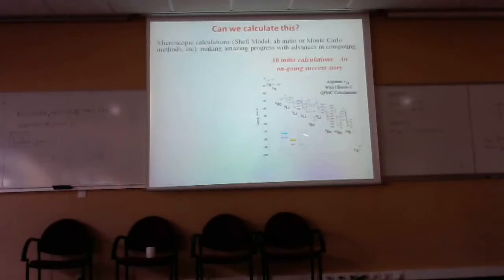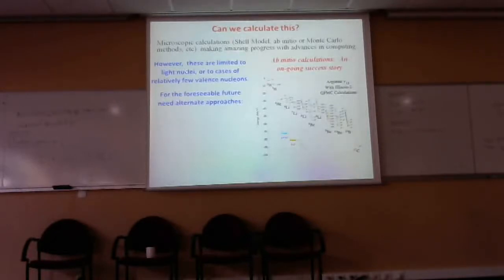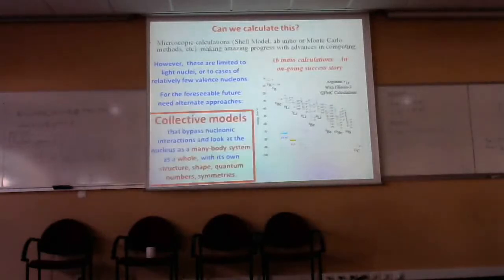And this is really an amazing amount of progress. However, you notice it only goes up to carbon-12. And so for the foreseeable future, it's limited to pretty light nuclei. Okay, if you want to go and study zirconium or cadmium or uranium or whatever, you have to do something else, at least for the moment. And so that's where collective models come in.